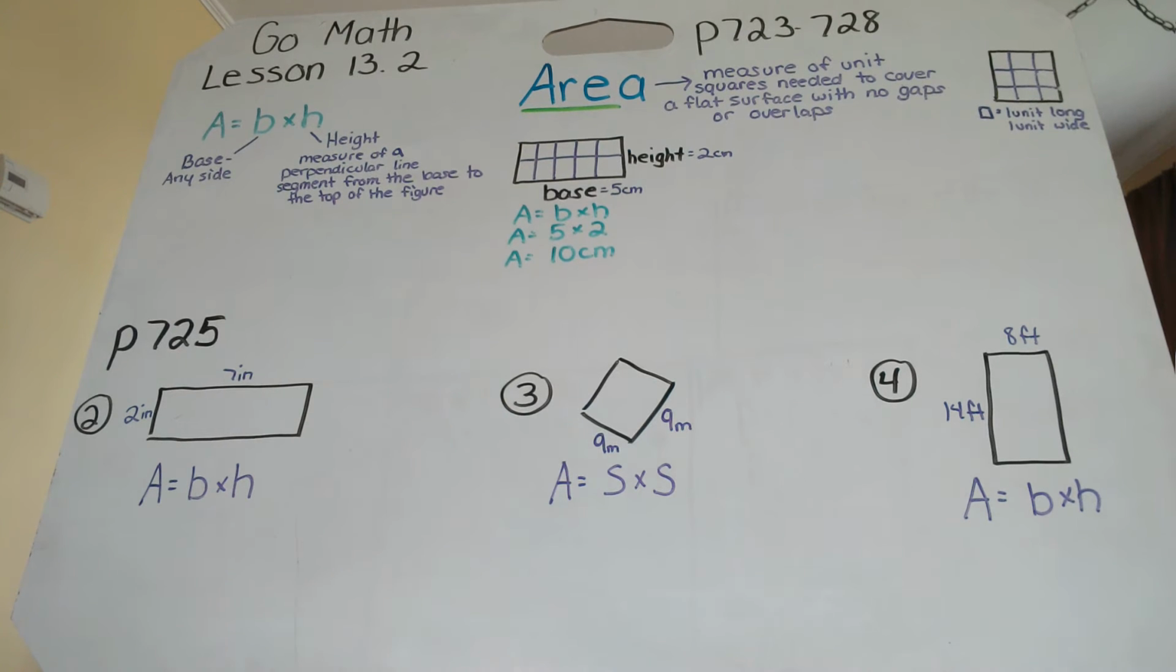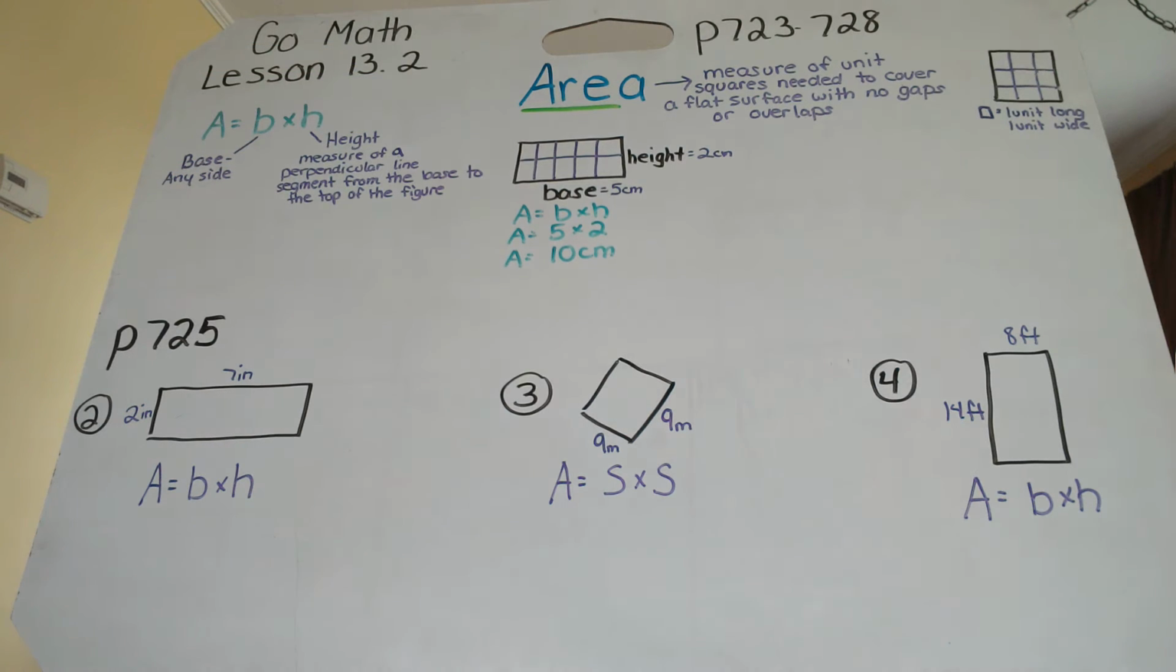So very similar to perimeter. Perimeter, we had to add up all the sides. Well, area, we multiply the sides. We multiply the base times the height. The base of a figure can be any side. It doesn't matter which side it is. Now the height is the measure of a perpendicular line segment from the base to the top of the figure. So really what that is, it's the other side of the shape that is not the base. So whatever your base is, it's the other one, okay?